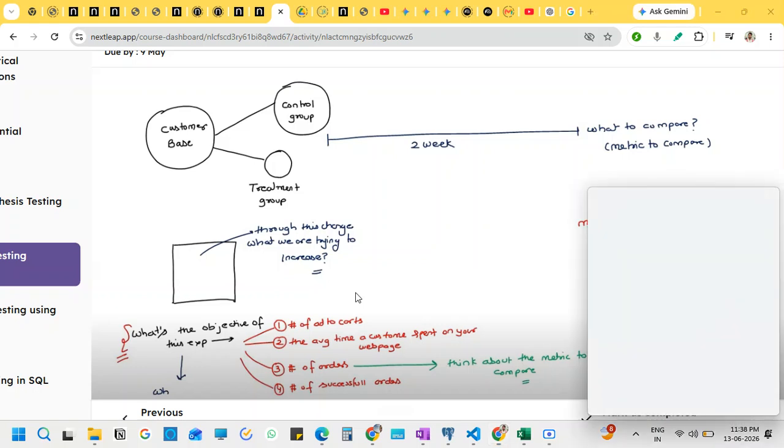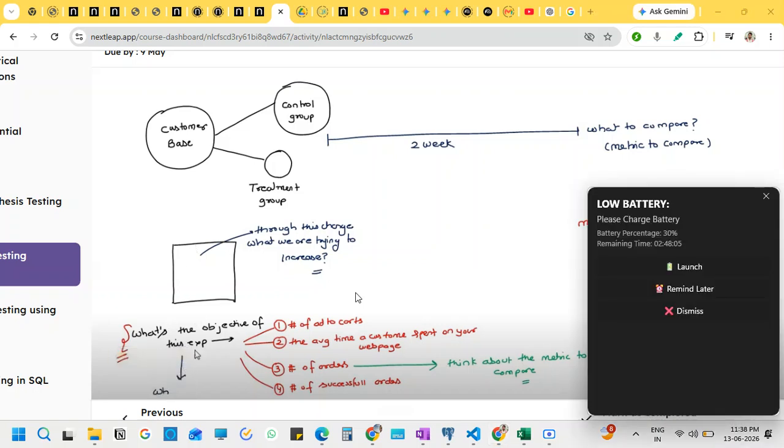So basically, I hope the process is clear to everyone. We have to first think about the objective, why we are performing the test. Then think about what we are trying to achieve through this experiment, and then decide the metric. Now, please remember, it is not a hard and fast rule to only choose one metric. You are open to choose and compare multiple metrics.